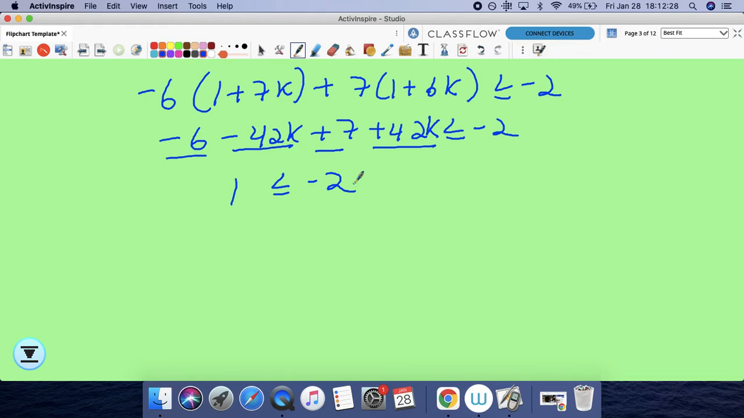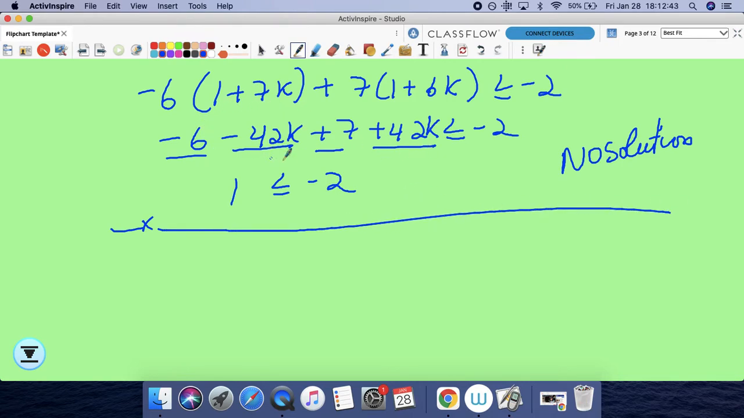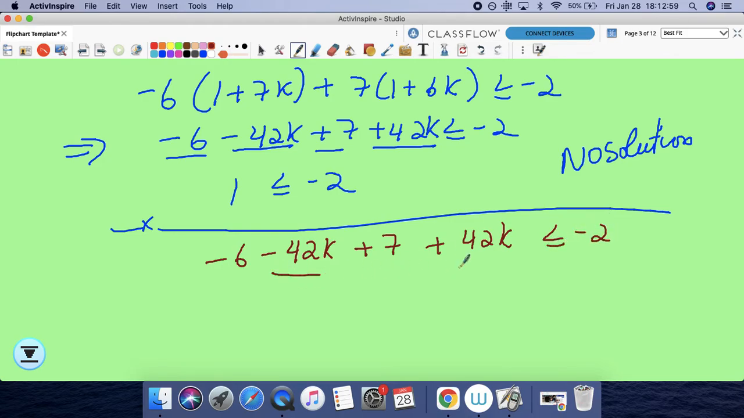And you have something like this. 1 is less or equal to -2. So this is a problem that has no solution. Let me explain in a second. So think about this. No matter what value of k, let me take this line over here. Let me change colors. Negative 6 minus 42k plus 7 plus 42k less or equal to negative 2. So you know that this and this will be 0, right? And you're going to be left with negative 6 plus 7, which is going to give you 1.